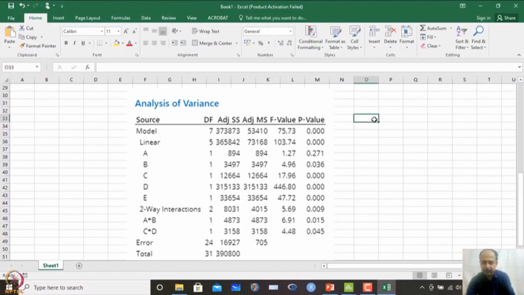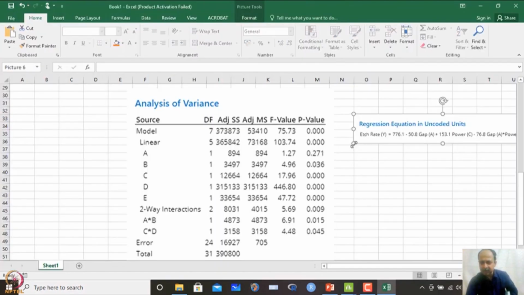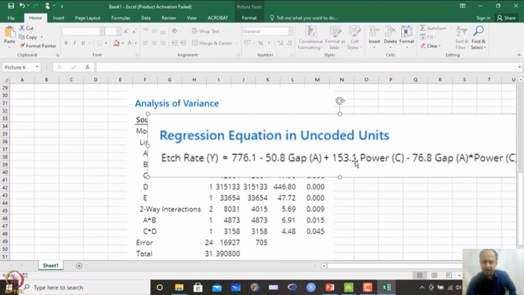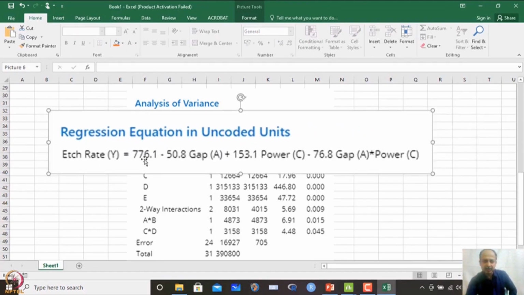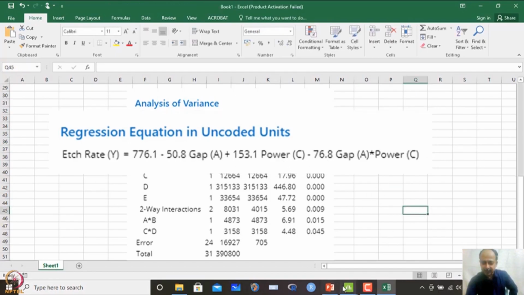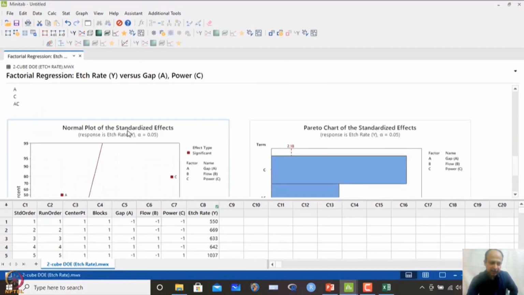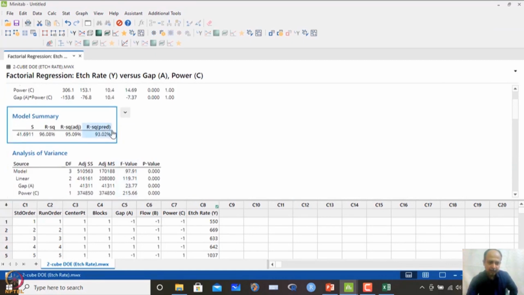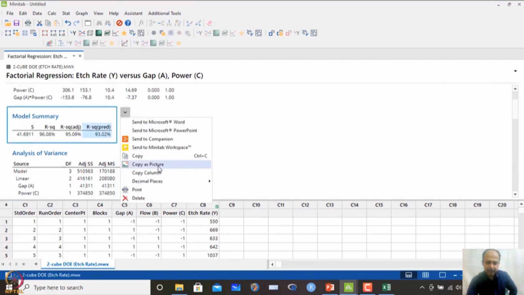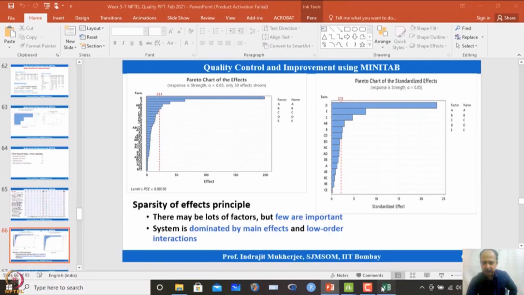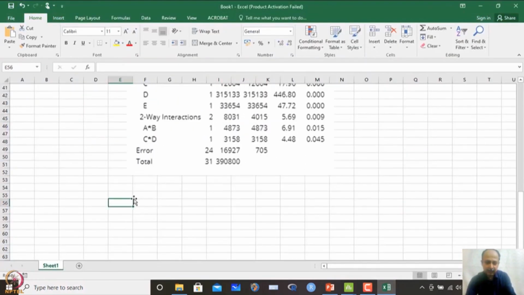So what we can do is paste it over here and enlarge this one. This is the model that we are seeing, each rate equals 776.1 minus 50, that is A at minus level, where A has a negative impact. This is the final equation that we are seeing, and the setting conditions we have already defined. In this case, R square value, let me see what it is. This is approximately 93 point, that is very good. So controlling the process is also possible with this model.